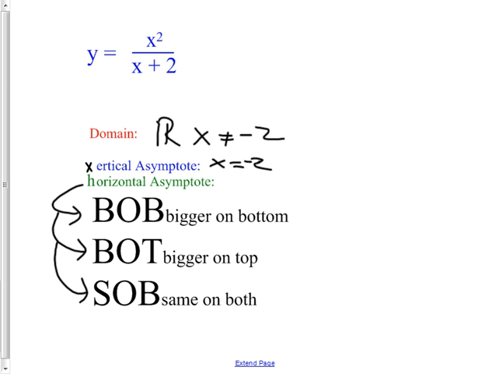If it's bigger on the bottom, there is a simple answer. Y equals 0 is the asymptote for that. I like to think of it as Bob is a 0. Sounds kind of like a cut down, doesn't it?